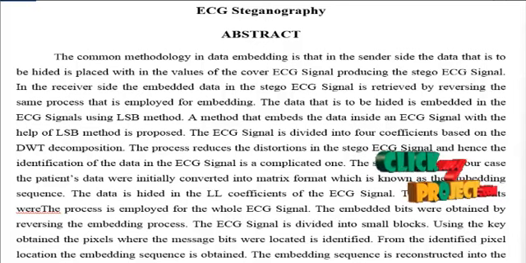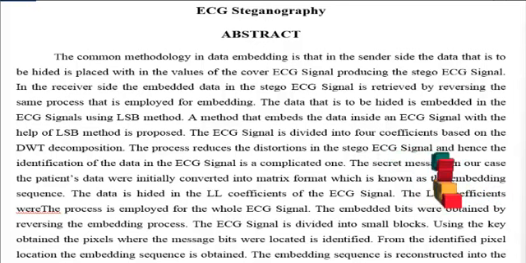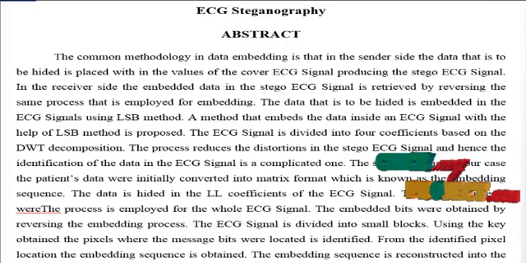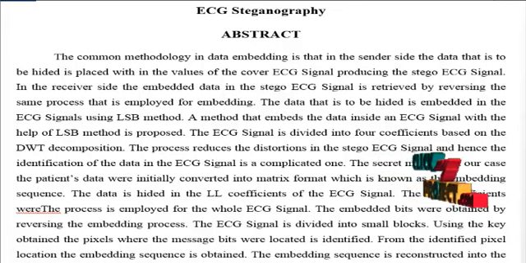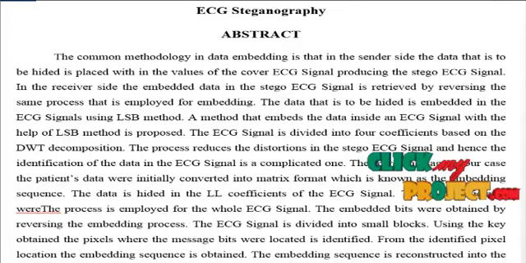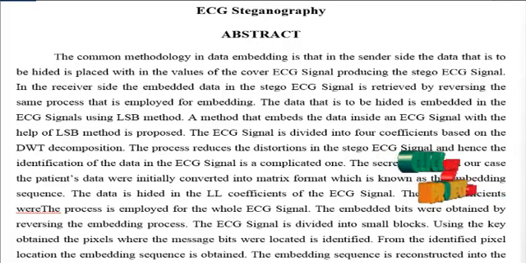The secret message in our case is our patient's data. The patient's data were initially converted into a matrix, which is known as the embedding sequence. The data is hidden in the low coefficients of the ECG signal. Then the low coefficients were combined with the other coefficients. This process is employed for the whole ECG signal.